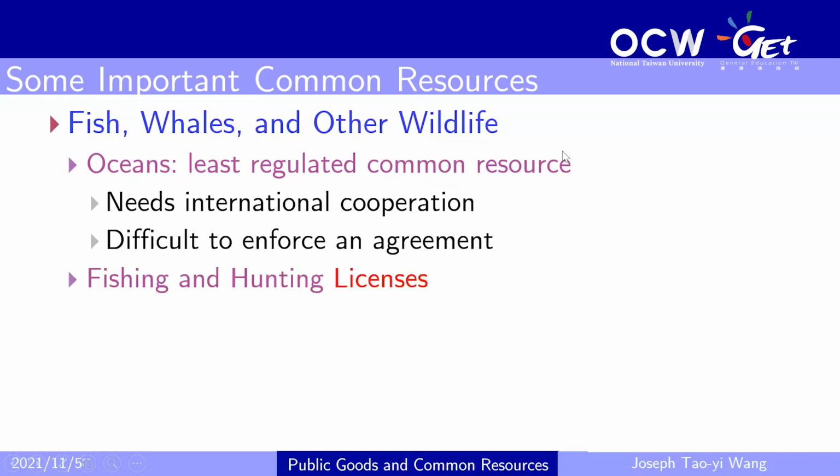Usually what people try to do with wildlife is have hunting licenses. You can pay a price and hunt a deer during the hunting season. And if you want, you can buy 3 licenses, so you can hunt 3 deer, and so on.